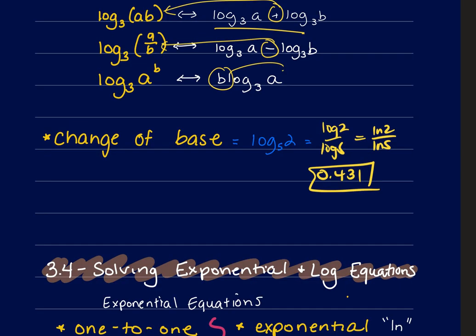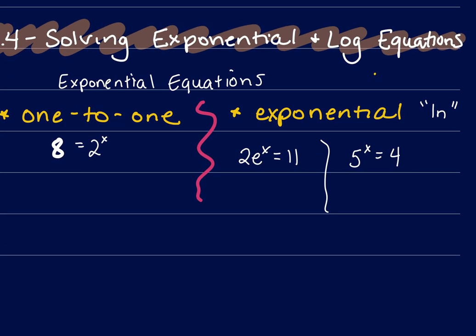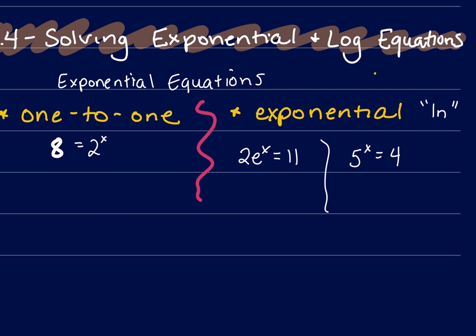And then we finished with yesterday's and where we started the day, solving exponential and log equations. So with exponential, there's two types, the one-to-one or the exponential, where you can't change the base to be the same thing. So something like on the left, we're going to change it to be the same base. 8 would be 2 to the third, and then x would equal 3.